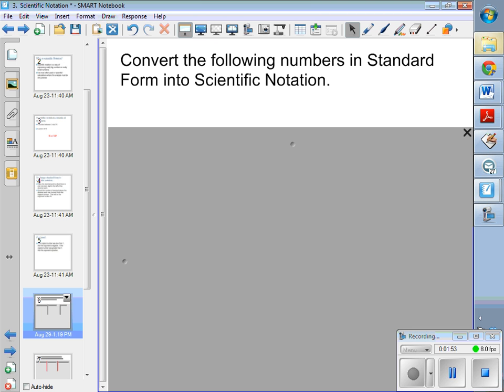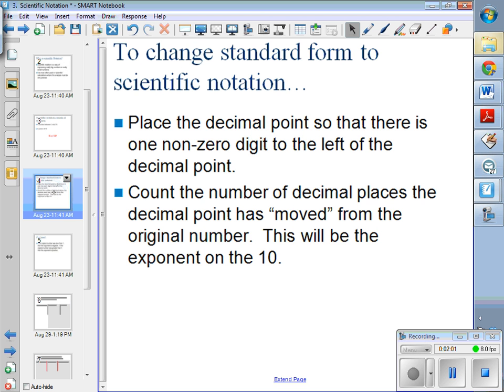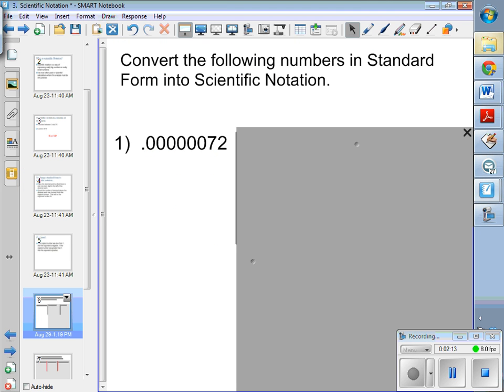All right, so again, we're going to move the decimal, just like it said back here. We're going to place the decimal point so there's one non-zero digit to the left of the decimal point. We're going to count the number of decimal places the decimal point has moved from the original number. So we're going to move our decimal to here. We're going to move 1, 2, 3, 4, 5, 6, 7. So it becomes 7 and 2/10 times 10 to the 7th power.